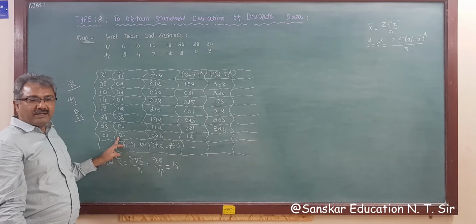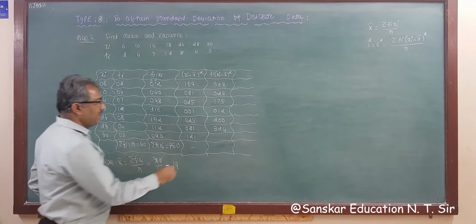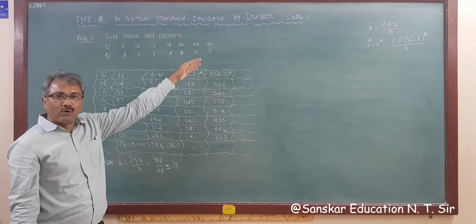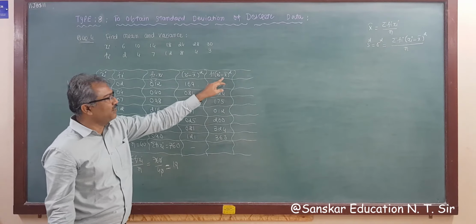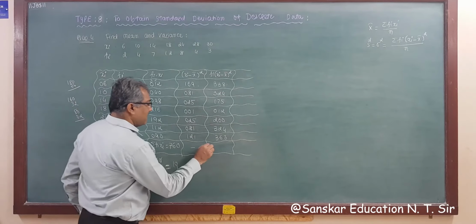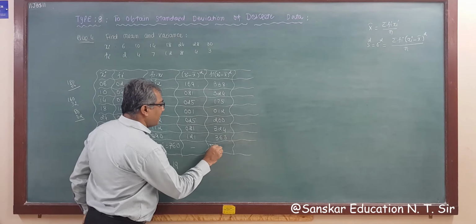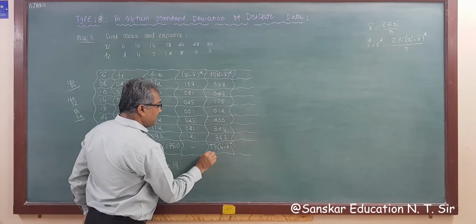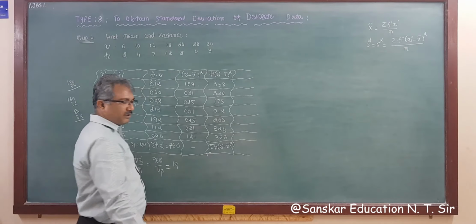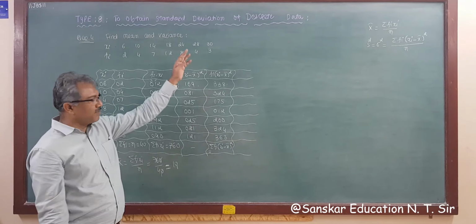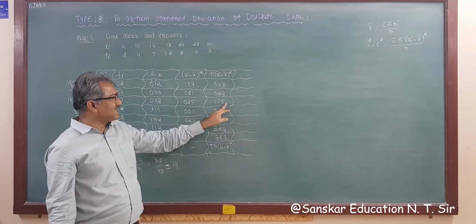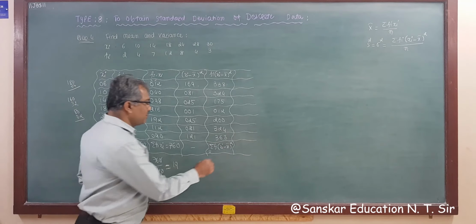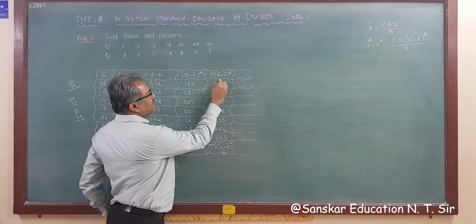121 into 3 is 363. So this is 363. And the sum of these whole numbers, that is sigma fi into (xi minus x bar) whole square, is equal to, now the sum of this: 8, 4, 12, 17, 19, 23, 26. So 6, 2 carries here.